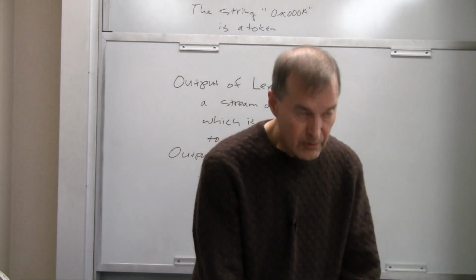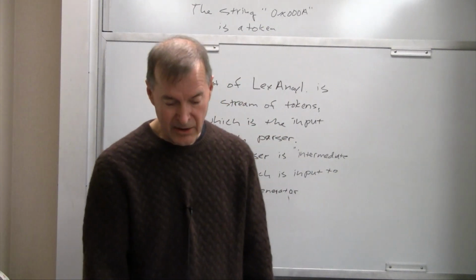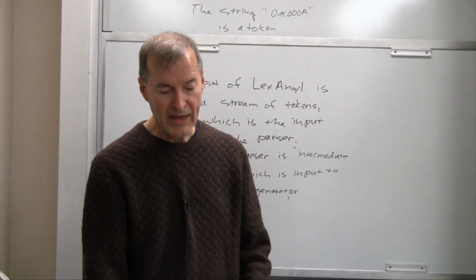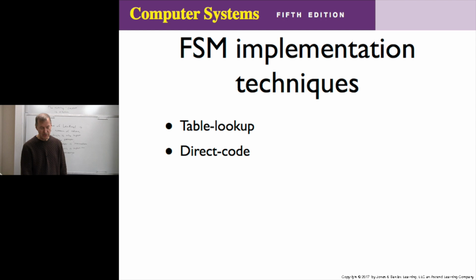And what I want to show you right now is that the way that program worked was a table lookup implementation. For finite state machine implementation, there are two primary ways to do it. And by the way, this is a general software engineering design decision that you have to make. Frequently in software engineering, there are two different ways to accomplish your computation: one based on table lookup, and another based on direct code.